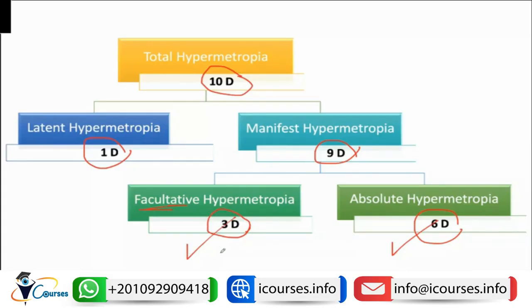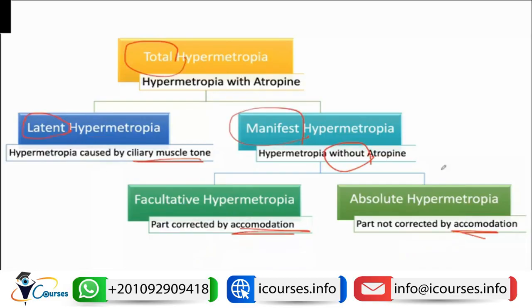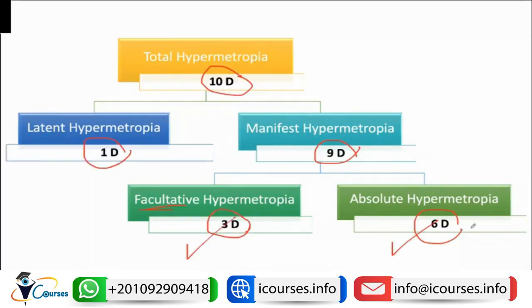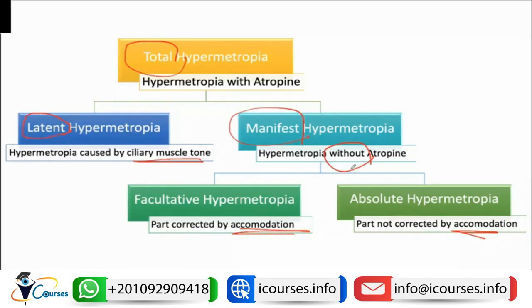He can correct this +3 without the use of atropine, but again, without atropine, he cannot correct this +9, or +6, because he doesn't have accommodation. Again, the +9 diopters, or the manifest hypermetropia, is the hypermetropia without atropine. So you may be confused with total hypermetropia with atropine. How can there be manifest hypermetropia without atropine?